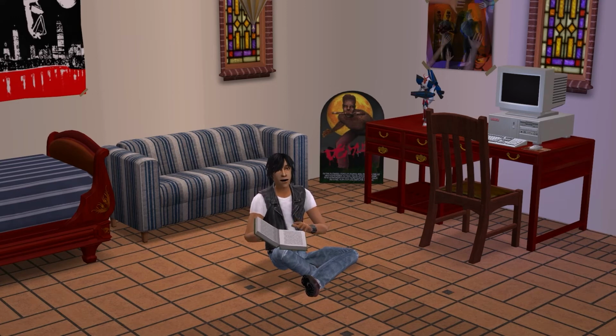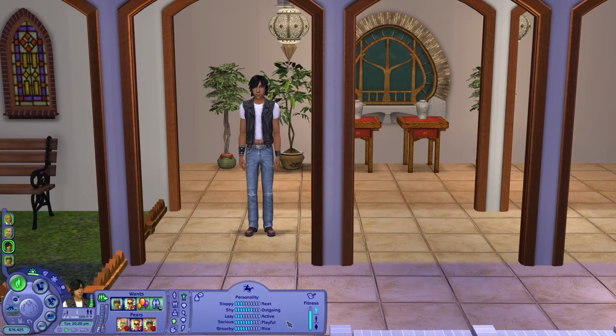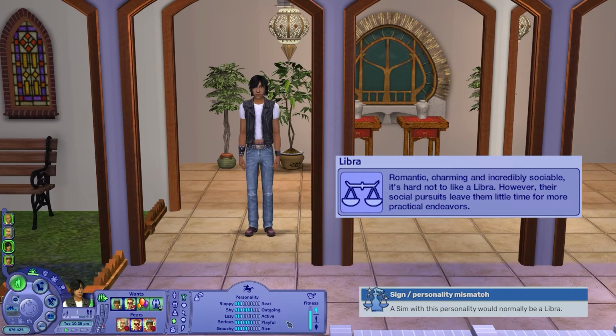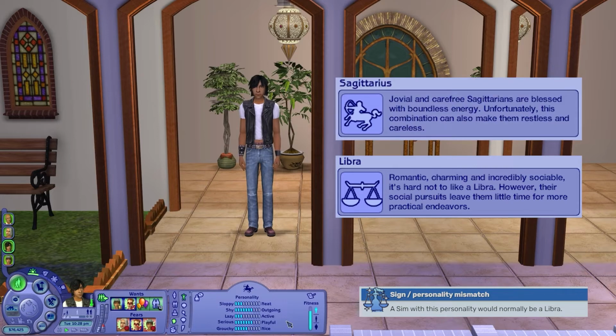So yeah, my interpretation of Mercutio Monti is I see him as someone who's very witty, funny and creative, but who also has difficulties fitting in and finding fulfillment in the world he lives in. His Sims 2 personality says that he's sloppy, outgoing, active, playful, and a little grouchy. He has the personality of a Libra, but he was assigned Sagittarius, like Patrizio.